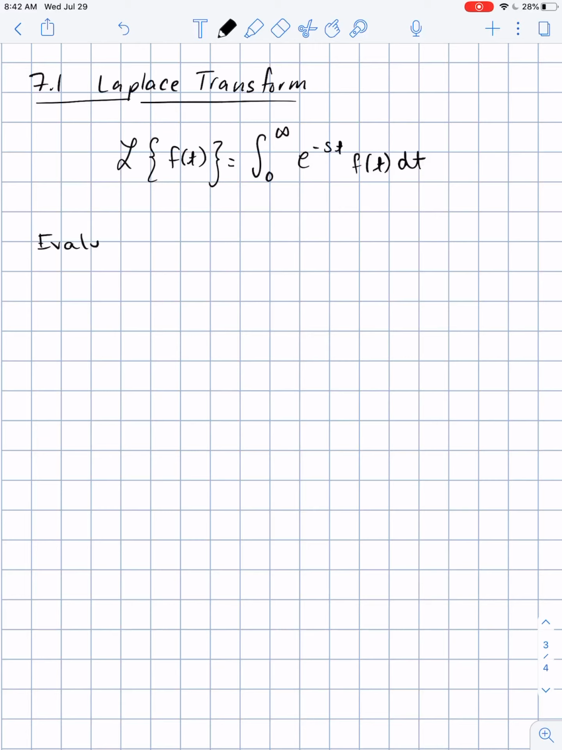Evaluate the transformation of the function 1. Using the formula, we'll have the integral from 0 to infinity of e to the negative st times 1 dt. Going back to our improper integrals, it's not necessary to do this every time, but just know that you are taking the limit as b goes to infinity. This way, it makes a little more sense when taking the antiderivative.